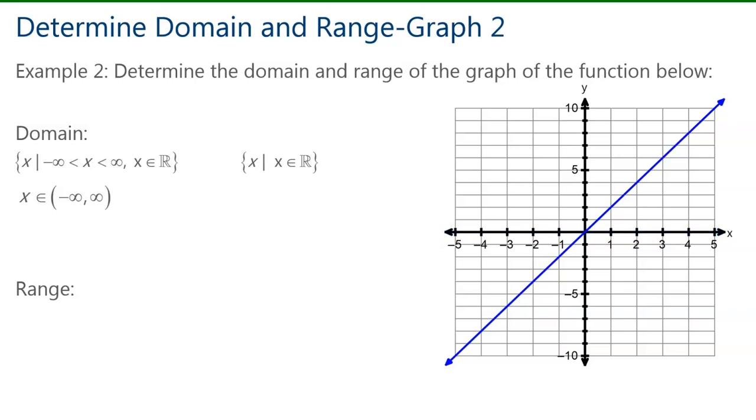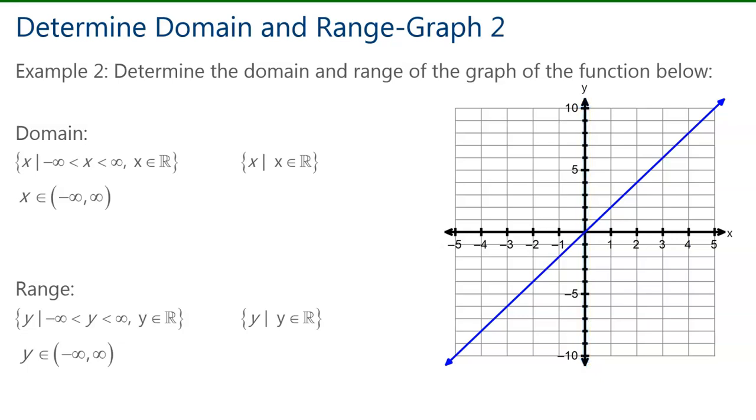Let's look at the shadow of the graph on the y-axis, with an arrow going up and an arrow going down. The range is y such that y is greater than -infinity and y is less than +infinity, where y is a real number. Or just y such that y is an element of the real numbers, or all real numbers. In interval notation, this is y is an element of the fully open interval from -infinity to infinity.